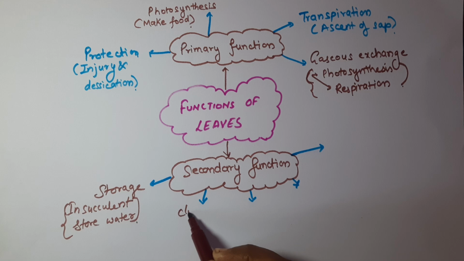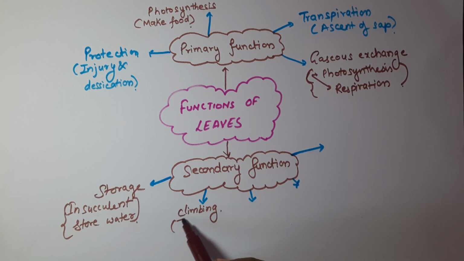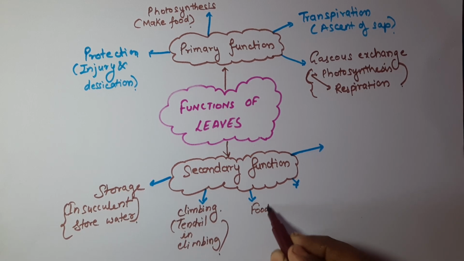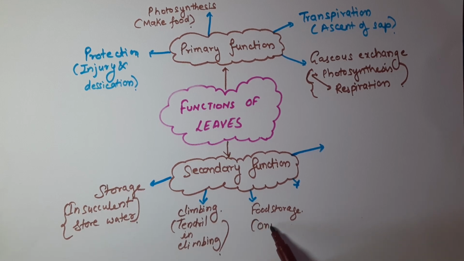The second one is climbing. Certain plants need more light also, so the leaf will turn into a tendril, and this tendril will help in climbing so that they will have access to more sun. The third additional or secondary function of the leaf is food storage. Sometimes the leaf will perform the function of storing food in the leaf bases, and the example is the onion.